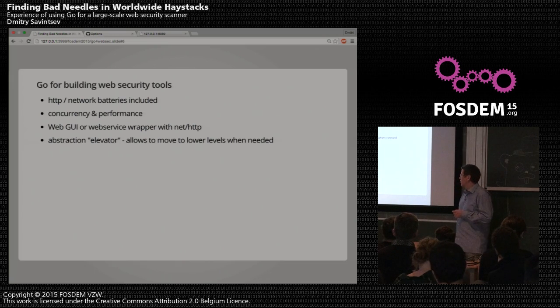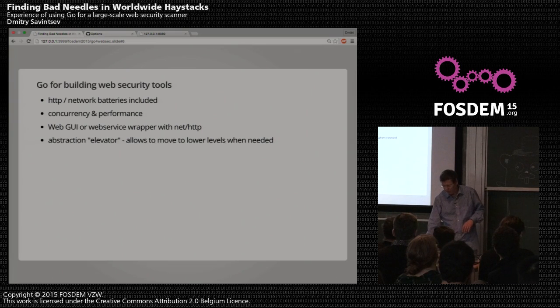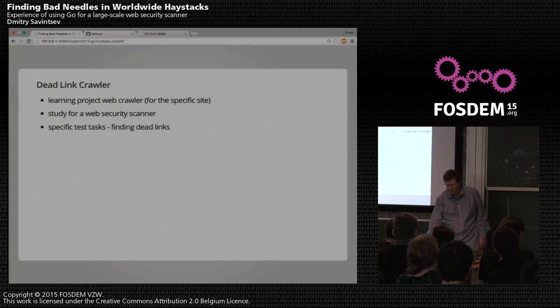And especially for the security tools, I think Go provides a feature that I call an abstraction elevator. So you could change the level of abstraction. You could normally program at a relatively high level, almost like with the scripting languages. But if you need to go further down, you could go all the way to packet shifting or to those network primitives and rewrite or modify them. So at times it comes in handy.